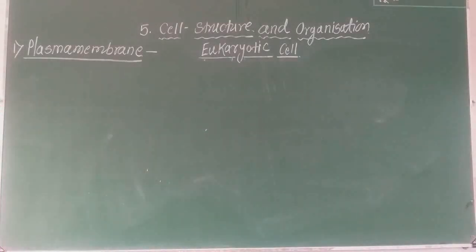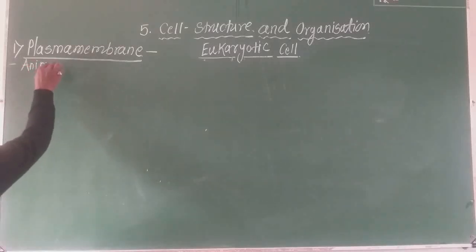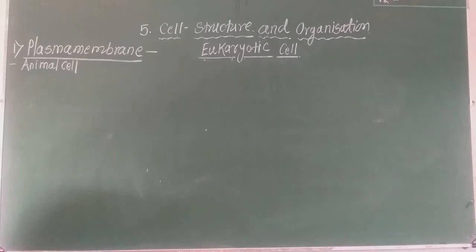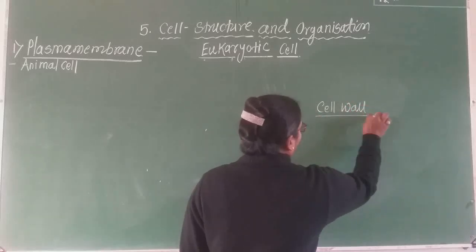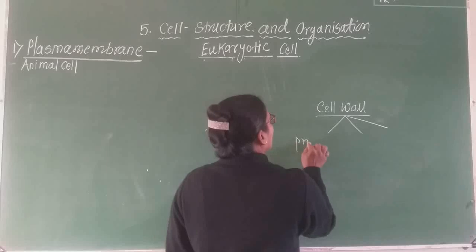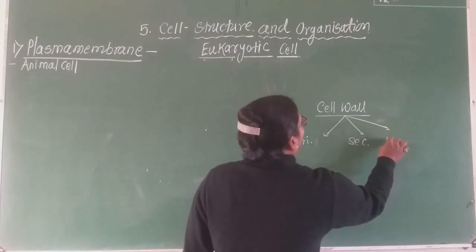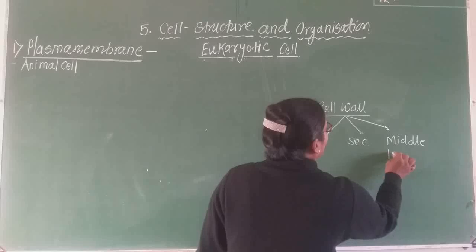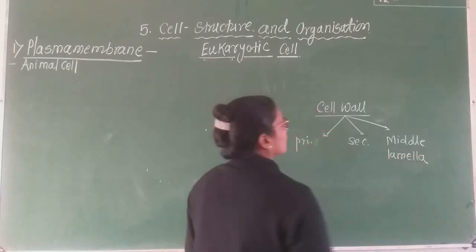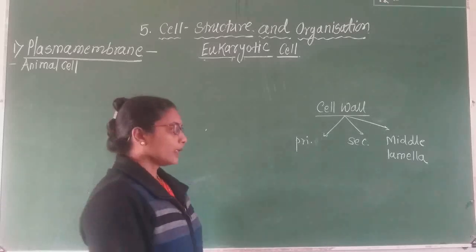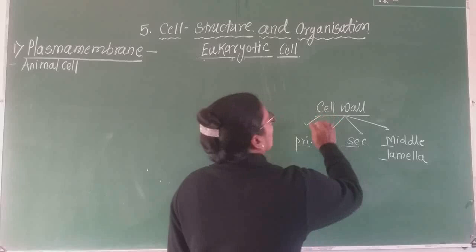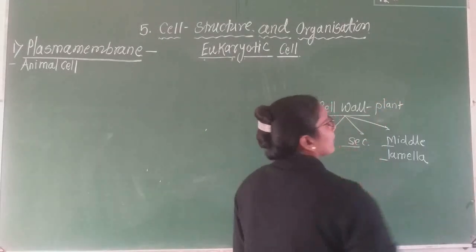First we study the plasma membrane. It is present only in the animal cell, and it is absent in the plant cell. In the plant cell, the cell wall is present. This cell wall is made up of three layers: the primary cell wall, the secondary cell wall, and the middle lamella. These are the three layers of the cell wall, and there are different chemicals of which the plant cell wall is made.